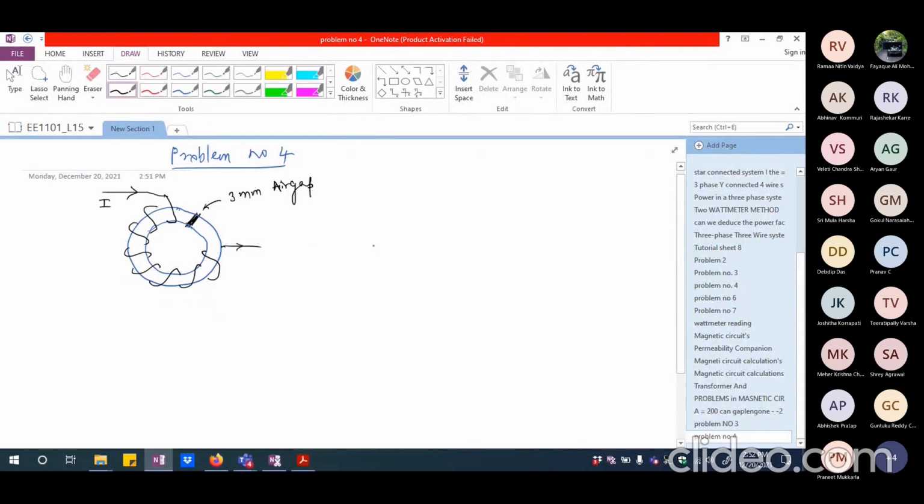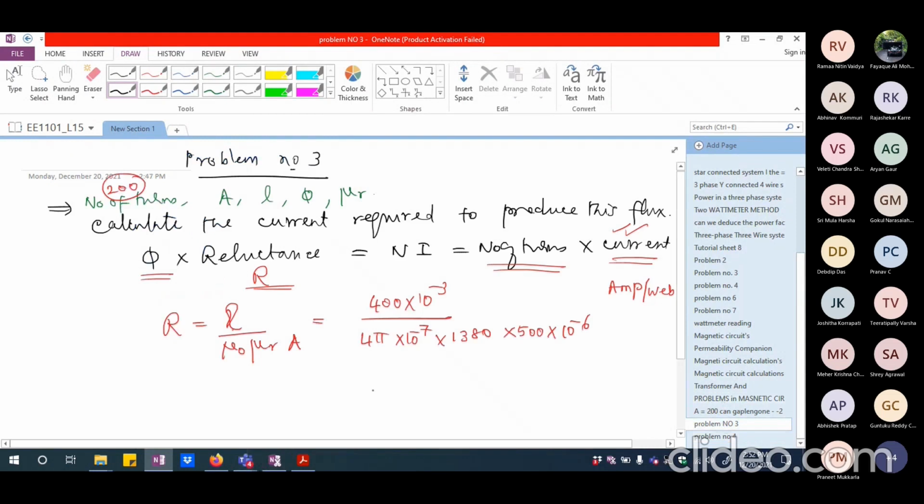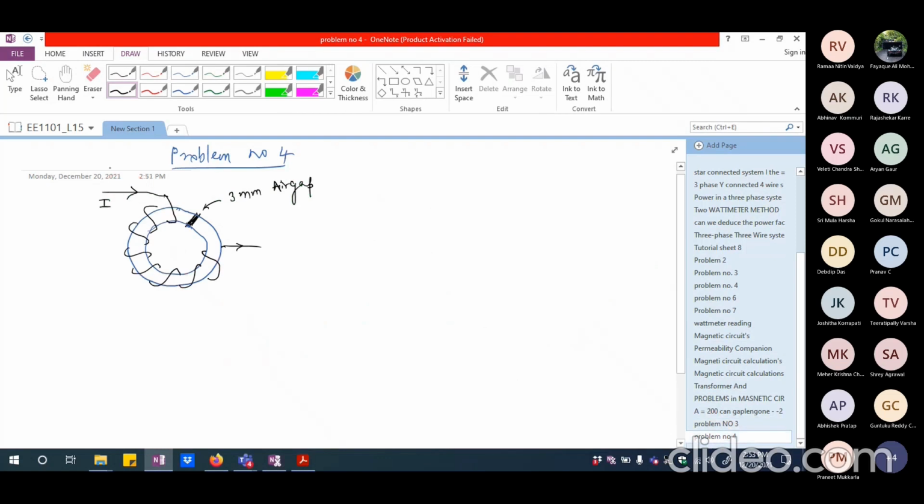And the current in the last problem is 1.845 ampere. That's what I am getting. Please verify. So in the previous thing, I am getting the current to be 1.845 ampere. Verify it, because if I have made a calculation mistake, you should find out. So let us say this is 1.845 ampere. And the number of turns is 200.